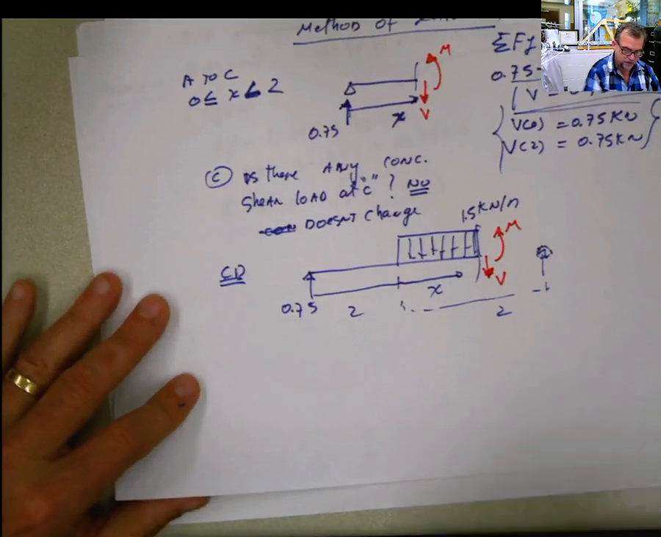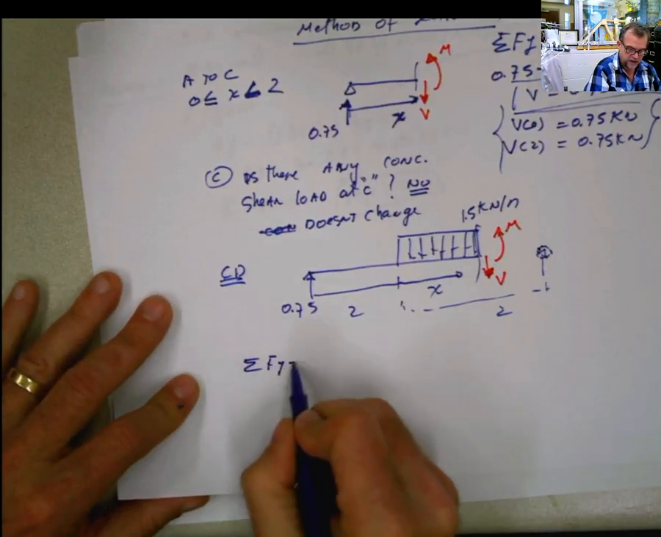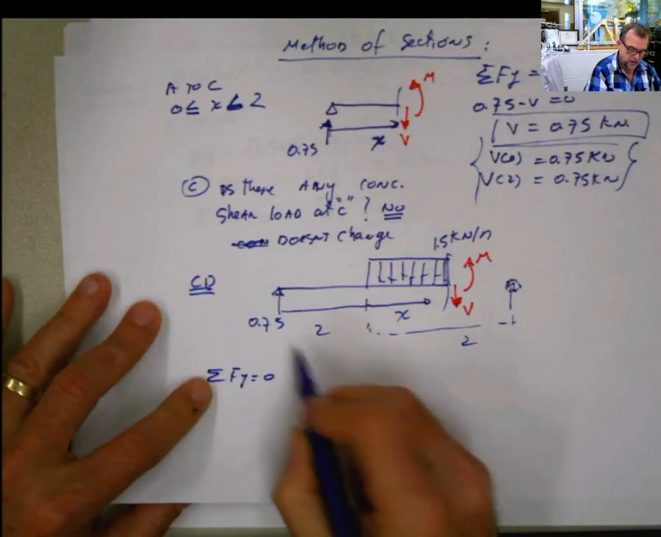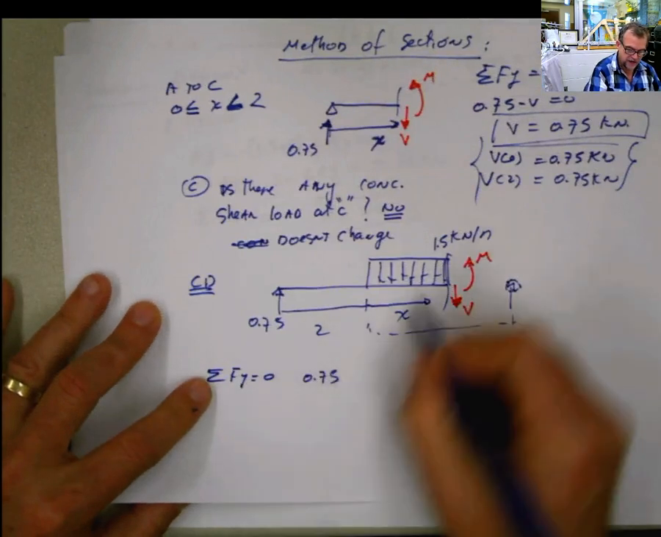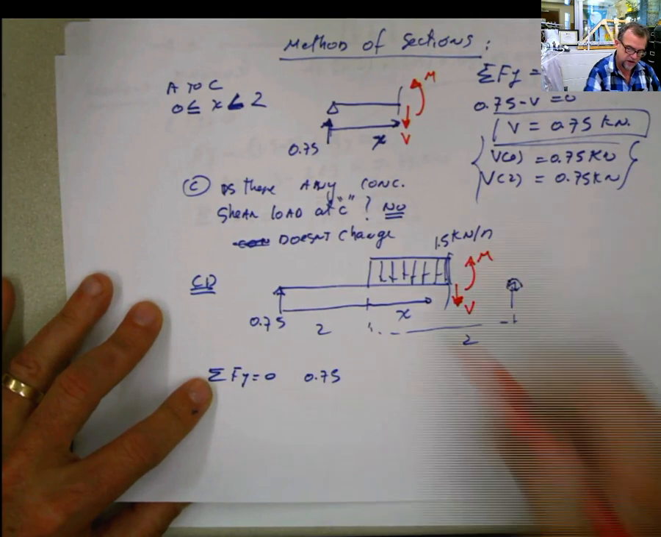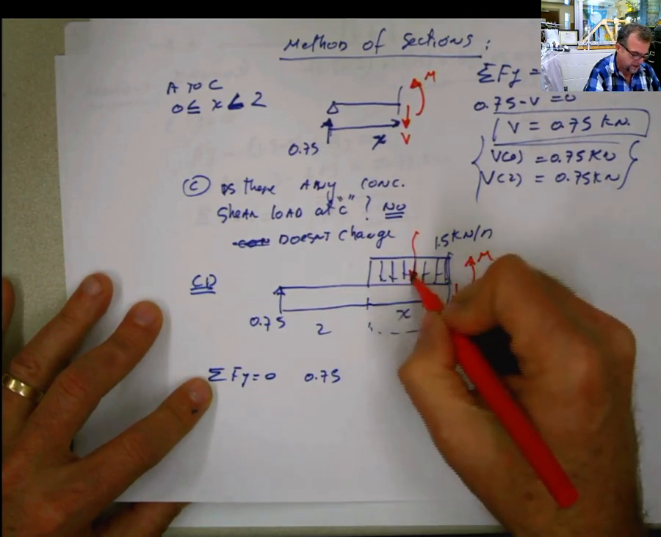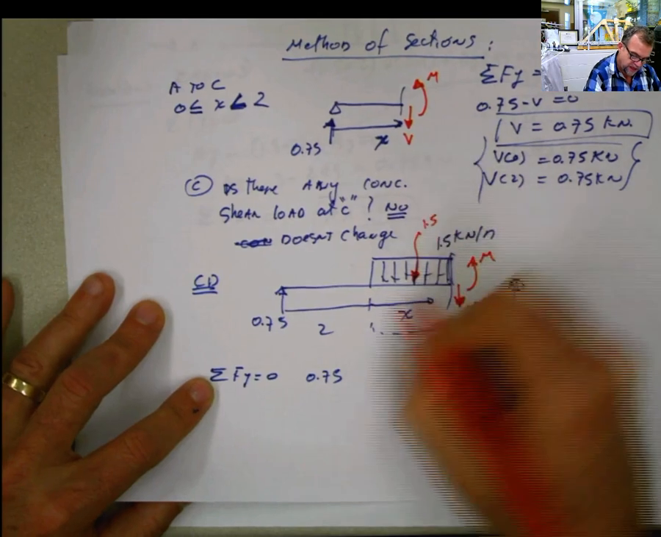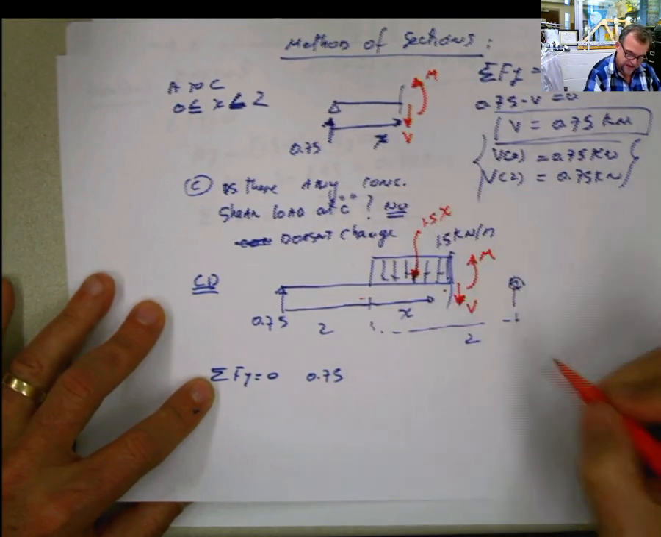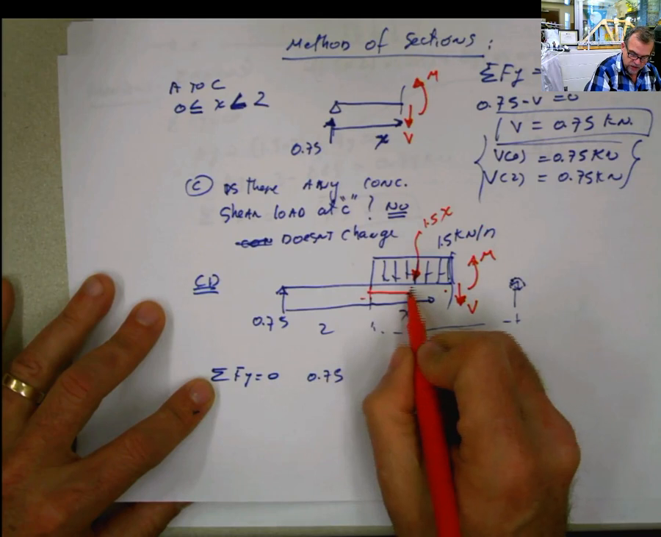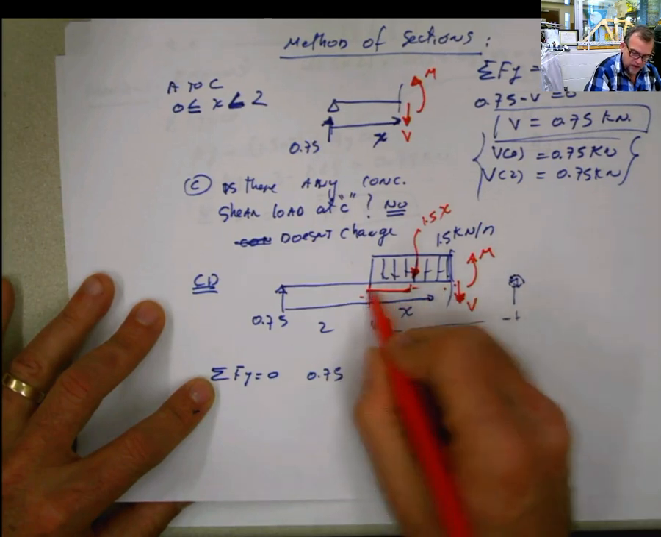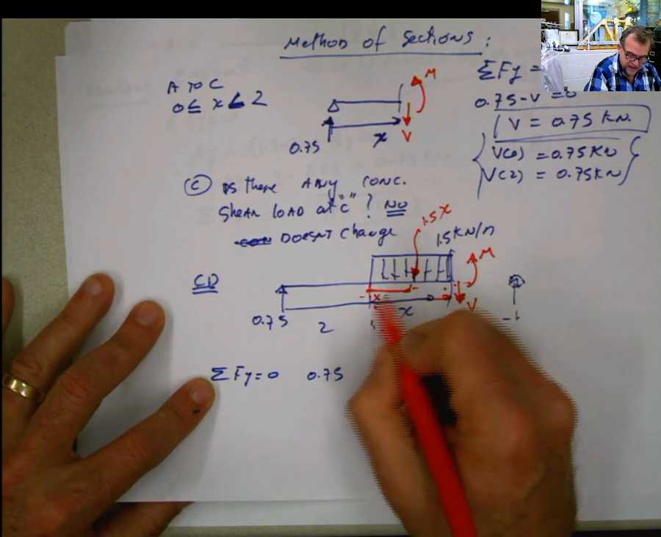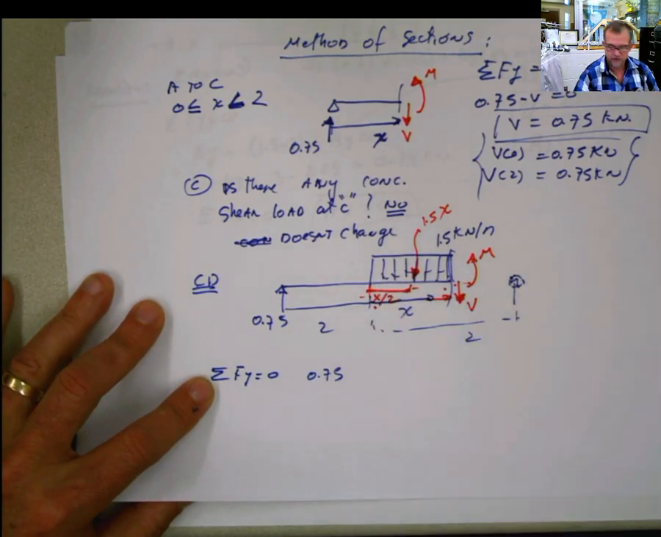You just do summation of forces in Y equals 0. When you do that, you have 0.75 minus, what is the value of this load? This load is applied here at this point. What is the value of that load? 1.5 times the base, X. And what is the distance from here to here? If this is a rectangle and the distance from here to here is X, this distance is X divided by 2 because it's half of the base.